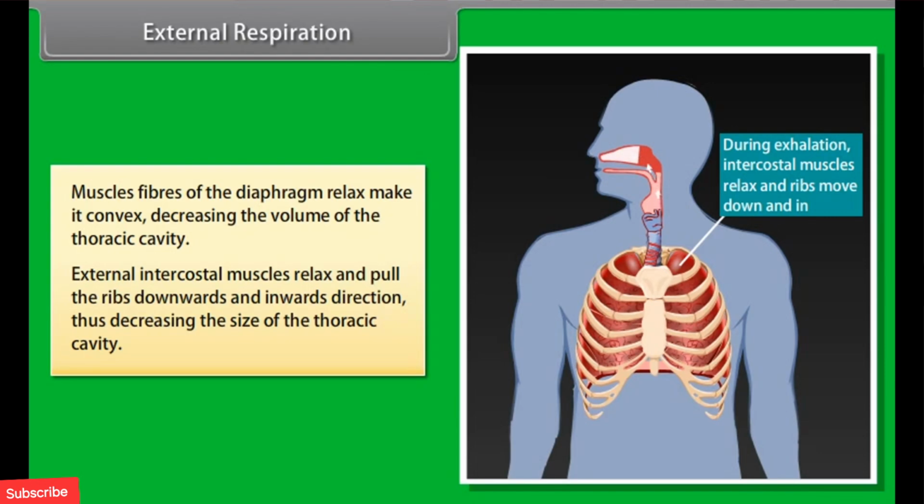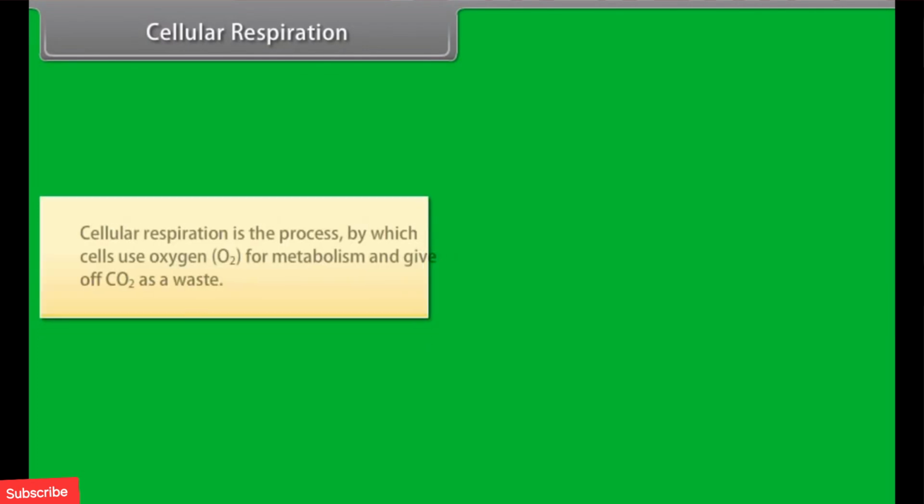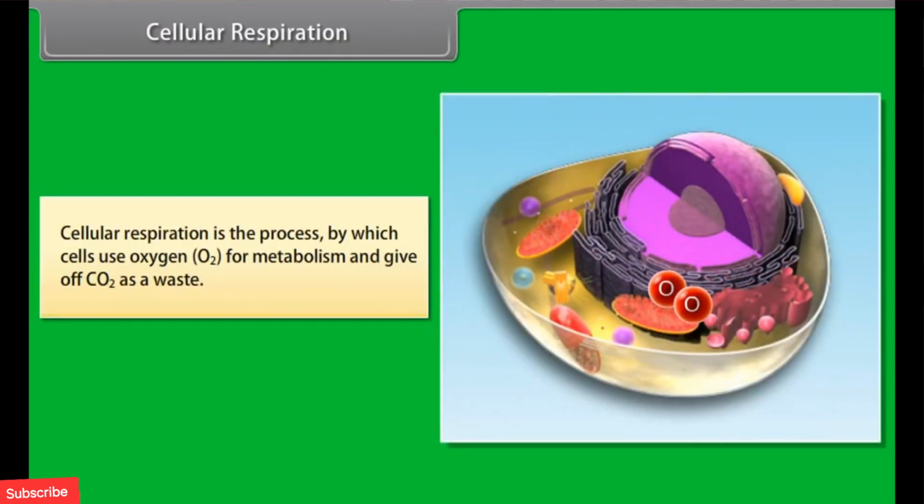Internal respiration. Internal respiration is the process by which gases are exchanged between blood and tissue fluid and between tissue fluid and cells. Cellular respiration. Cellular respiration is the process by which cells use oxygen for metabolism and give off CO2 as a waste.